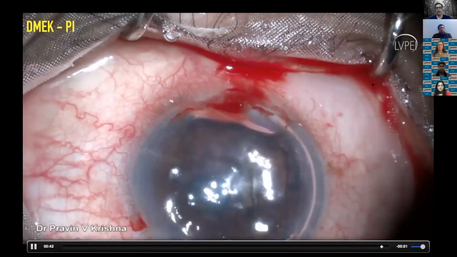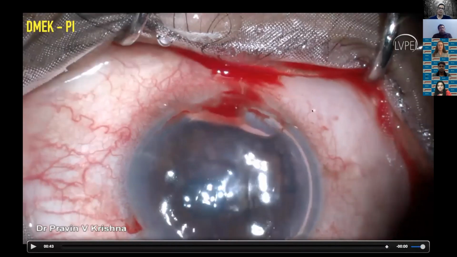Once this is done, again, very important to put air inside your anterior chamber so that the blood that is present in this area, which invariably tends to seep inside the eye, is kept out of the anterior chamber. You don't have to deal with clotted blood later on when you put your graft inside the eye.